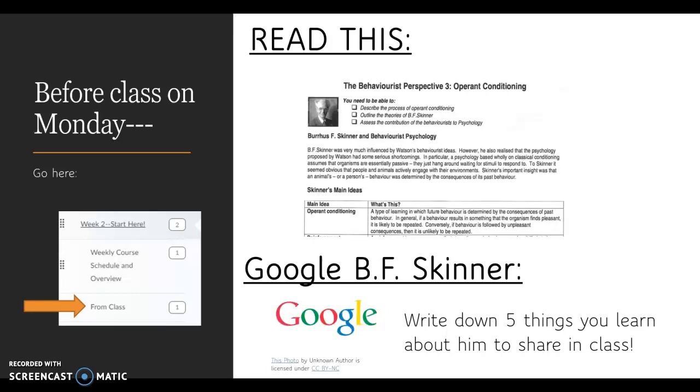Secondly, I want you to Google B.F. Skinner. His name is Burris. I don't actually know what F stands for. Maybe you'll find out in your research. Look him up. We're going to talk about him a lot this week, so anything you can find out about his life or who he was or what he did, that would be really helpful. So I want you to Google him and then write down 5 things you learn about him to share with the class. Okay, and that's before our Zoom meeting on Monday at 9. Please do both of those things. Super short, shouldn't take you very long.